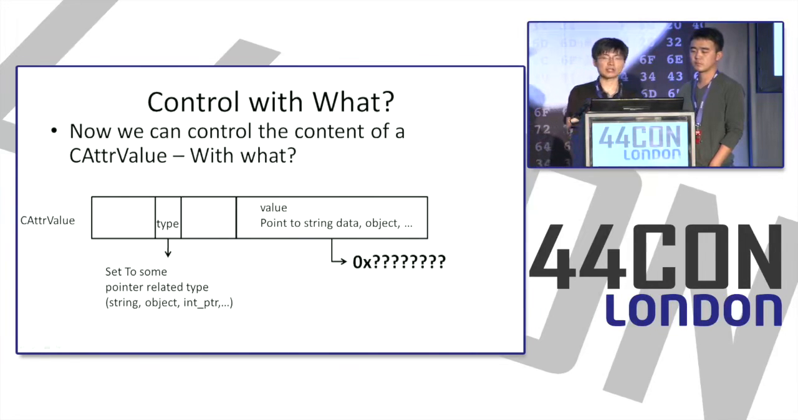The next question is, what data will we use to fill in the CAttribute value? Our plan is to use some pointer type attributes such as string or object so that we can do something interesting with this attribute, such as leak some memory data or control the execution flow. To do this, we need to know an address which points to memory we control.